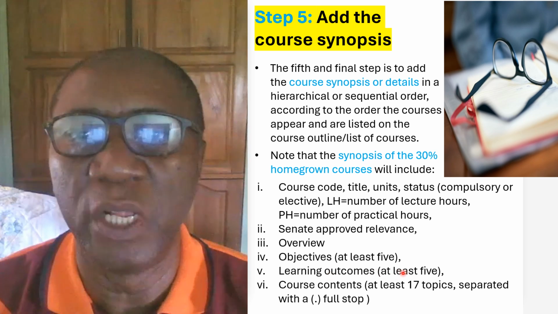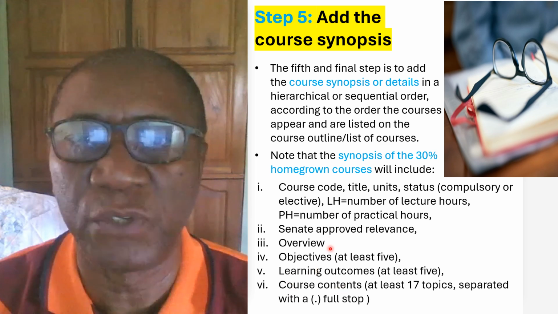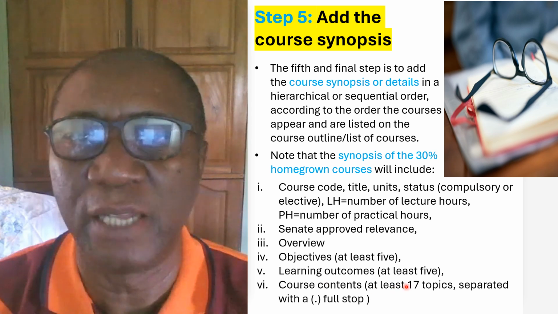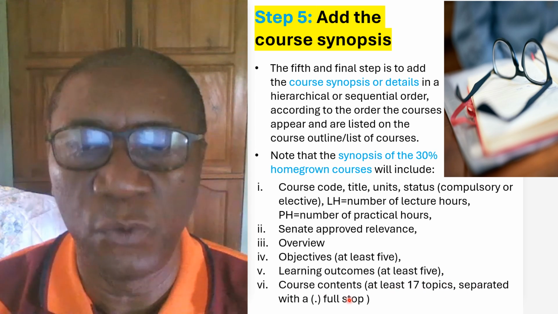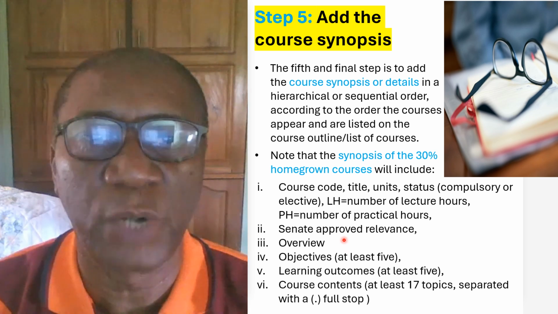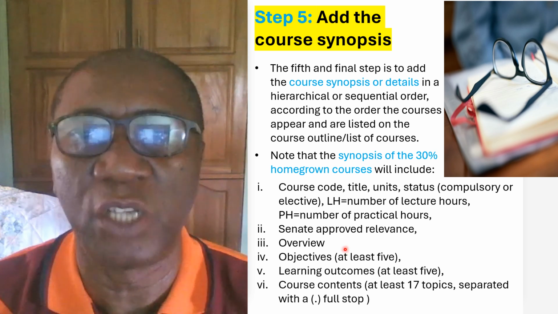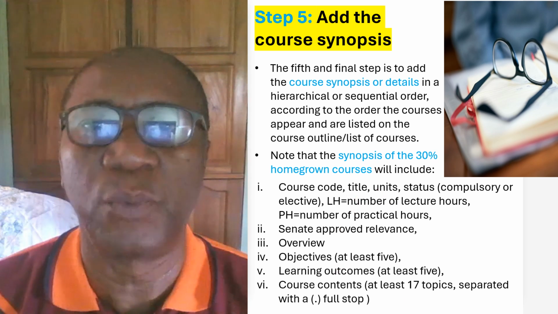Again, you should be able to list at least 5 learning outcomes. Then finally, you will now put the course content of such a homegrown course. And of course, the course content has to contain at least 17 topics separated with a full stop. So where we have done training on CCMAS and how to develop the 30%, we just needed to put it here as a reminder of what we are supposed to do.